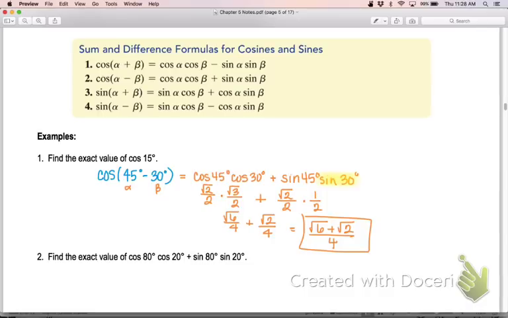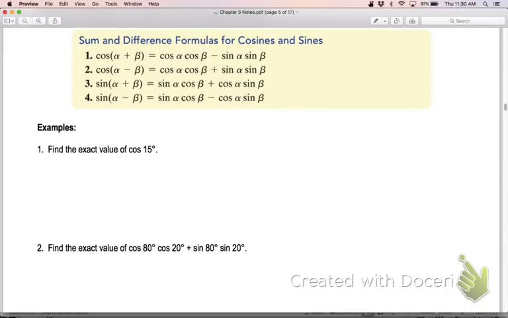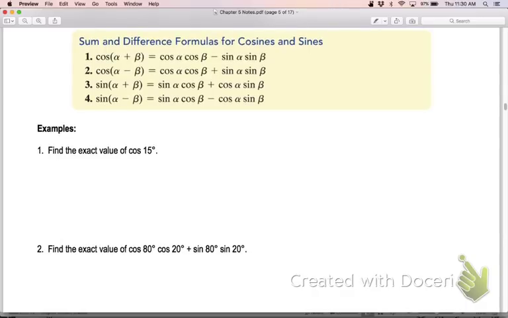Okay, so let's look at one that goes in reverse. We want to find the exact value of cosine 80 degrees times the cosine of 20 degrees plus the sine of 80 degrees times the sine of 20 degrees. Well, notice this goes cosine, cosine, sine, sine. So that tells me it's got to be one of these two on the top. It's got to be a cosine. And then I look at the sign in the middle and see that that's plus.